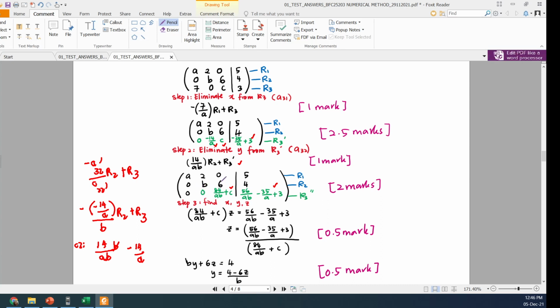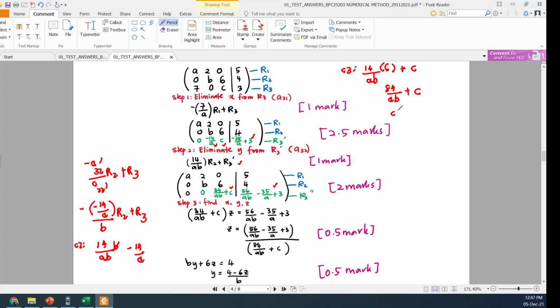And then you need to perform column 3 and column 4. For column 3, you have 14 over AB multiply row 2, which is 6, and then plus row 3, which is C. That's why 14 times 6, you have 84 over AB plus C. That's why, if you put in any value, the operation will be easier, because ABC are there. So this is the third column, 84 divide AB plus C.